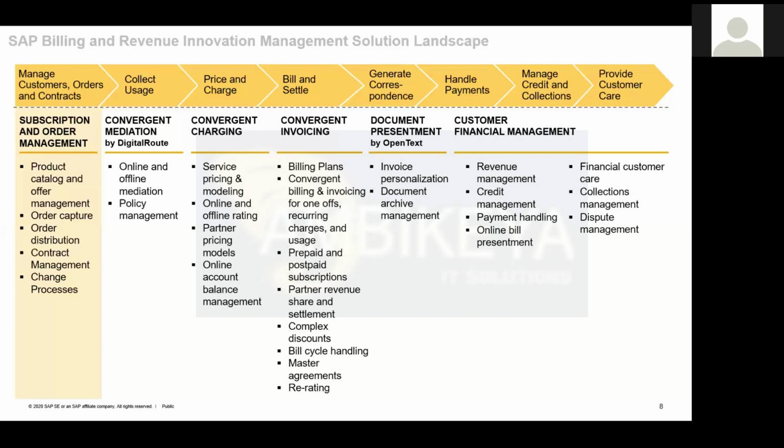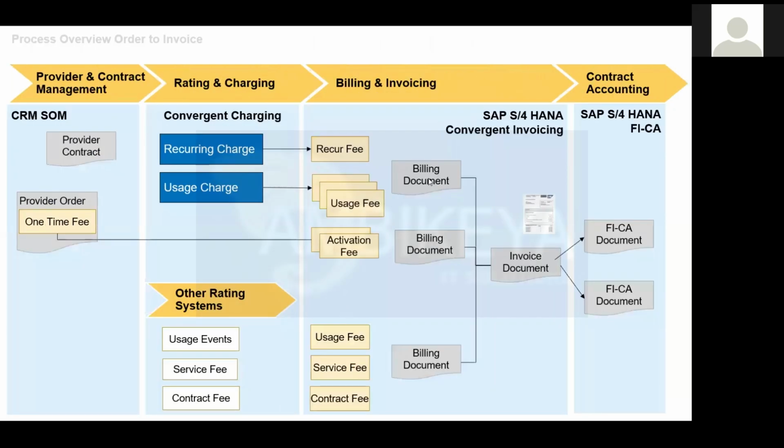Then we have document presentments by OpenText. OpenText is also a partner product. We are using the customer financial management, where we have for FICA as well mass processes and individual processes that you can handle in the financial customer care, the individual processes if payments need to be assigned to open items. Okay, that's an overview of the solution landscape.